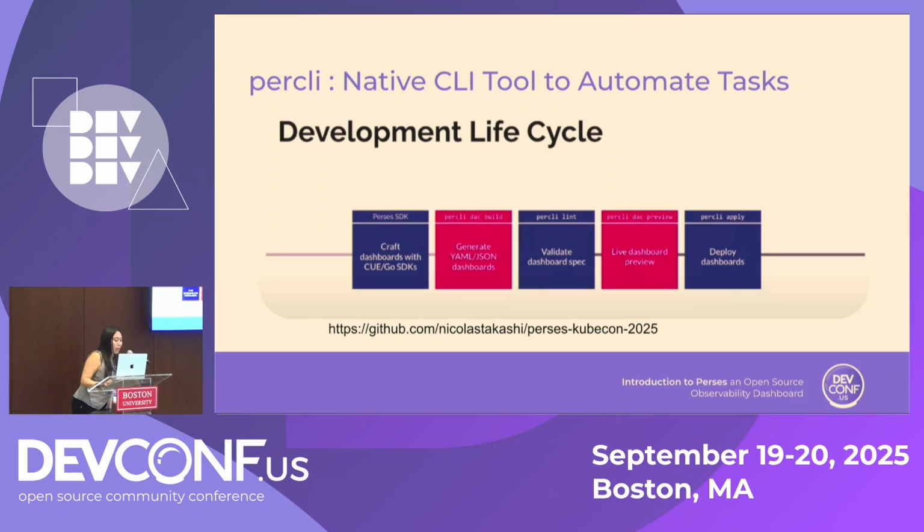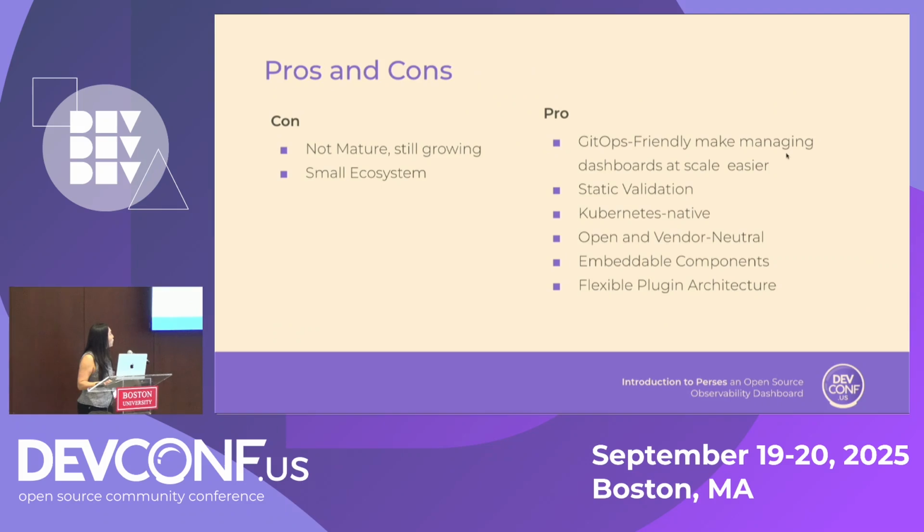I have 2 minutes left, so I'm going to wrap up quickly and just summarize the pros and cons of using Perses versus the de facto observability visualization tool, Grafana. Grafana, as you know, is kind of the big player. It's more mature. It has a huge, diverse ecosystem. So that's Perses's con, that it's not mature. It's still growing. It has a small community, and it has a small ecosystem.